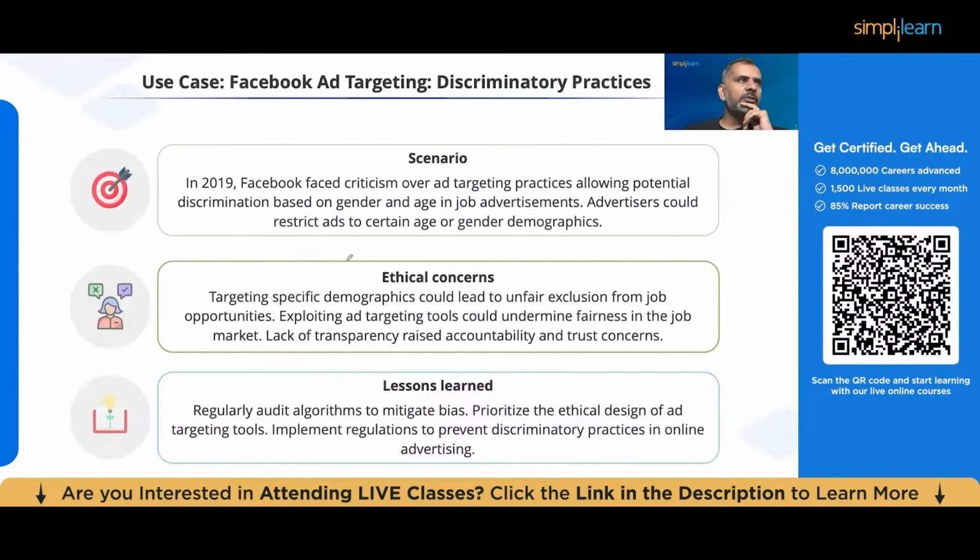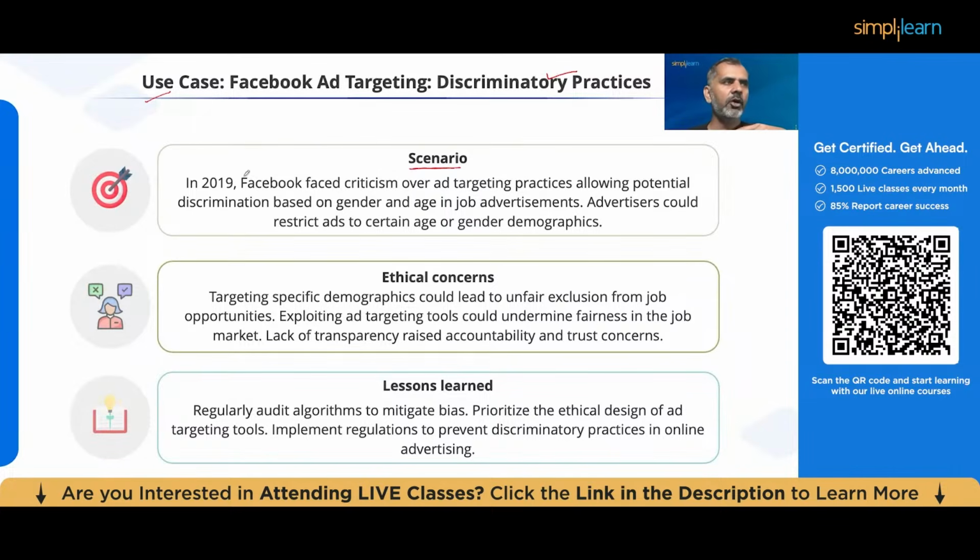So let us talk about one use case, and that use case is related to one of the features of Facebook, which is targeting advertisement. You can call it targeted advertisement. Now here, if we consider a use case of discriminatory practices, that means Facebook is showing a particular ad to a particular community. This is what we call discriminatory practices. So there is an incident.